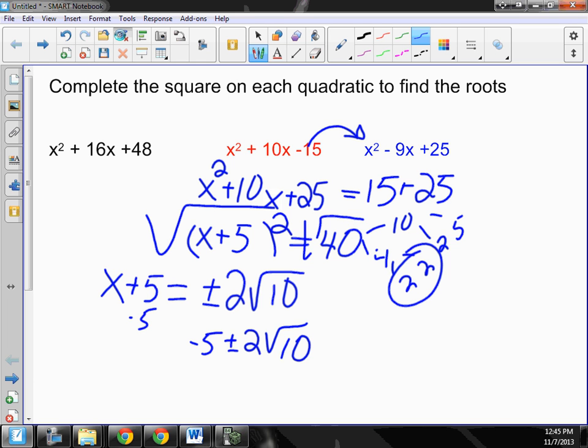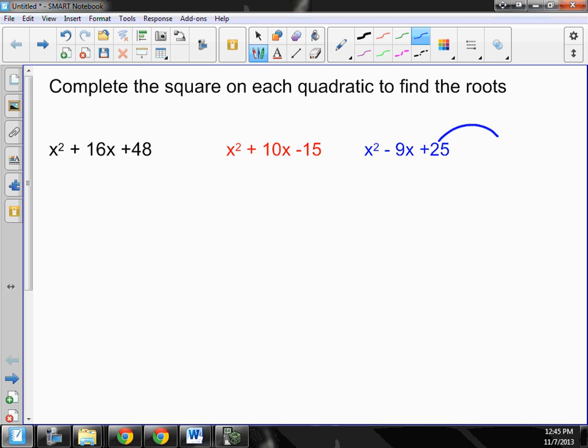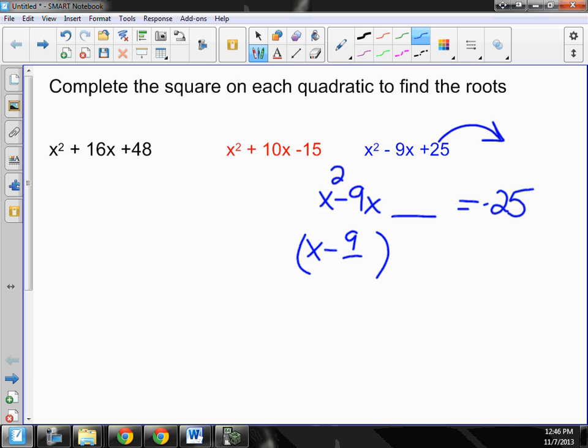Okay, the third one is more difficult. Move the 25: x squared minus 9x, leave a space, equals negative 25. What is the factor? It's 9 divided by 2, but you want to work this entire problem using fractions. So x minus 9 over 2. If 9 over 2 is my factor, what is my perfect square? 81 fourths. 9 times 9 over 2 times 2.